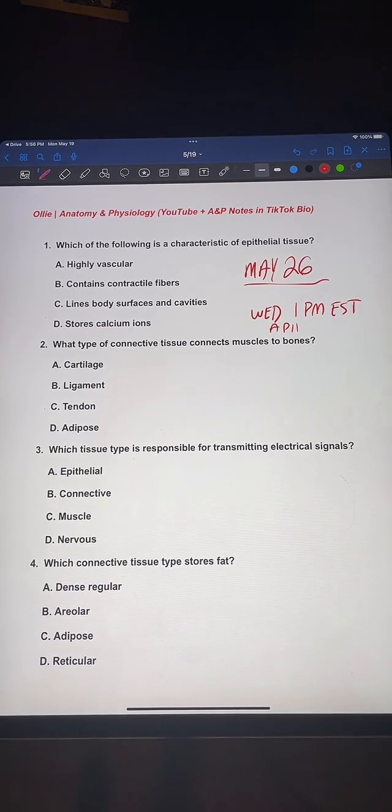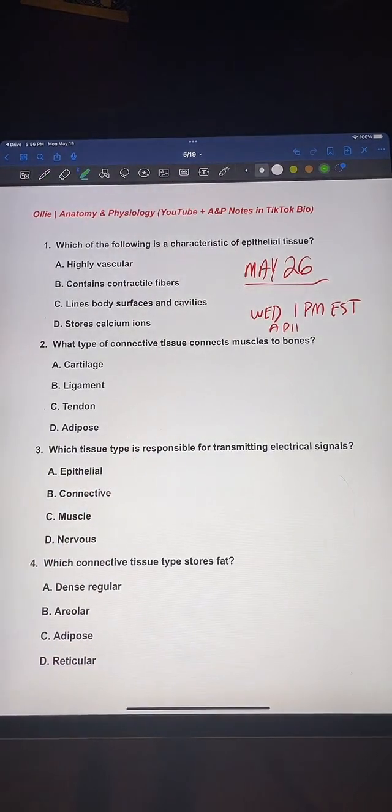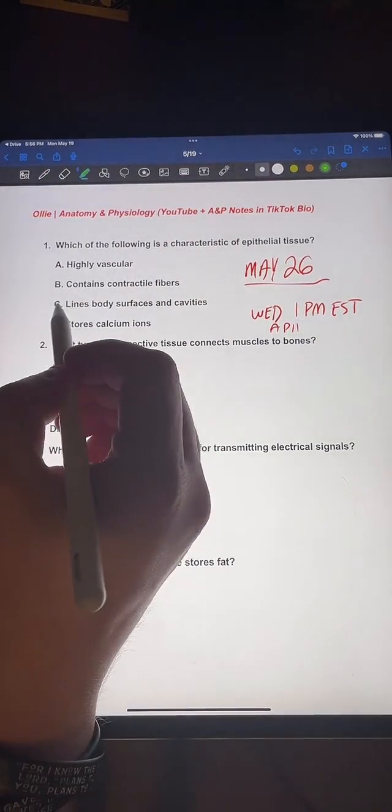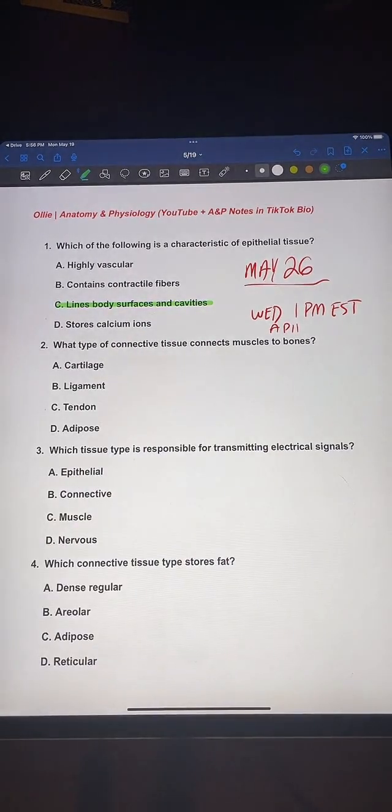Welcome. So the answer is going to be C. So which of the following is a characteristic of epithelial tissues? This lines body surfaces and cavities. So defining feature of epithelial tissue, again, is that it lines body surfaces. This could be your skin, your organ linings, your body cavities. Highly vascular. Epithelial is avascular, meaning there's no direct blood supply.